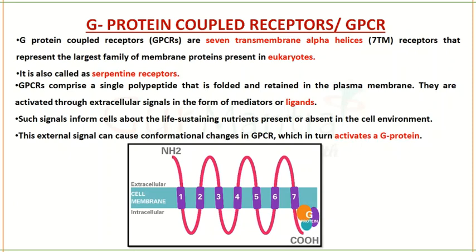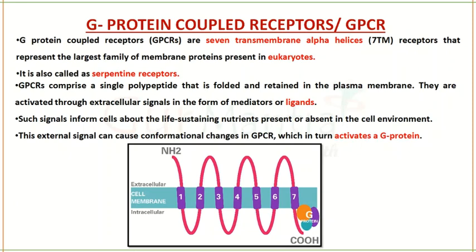It is also called serpentine receptors. It looks like a snake, right? It looks like a snake with 7 transmembrane alpha helices. So this is also called a serpentine receptor. GPCR comprises a single polypeptide that is folded and retained in the plasma membrane.